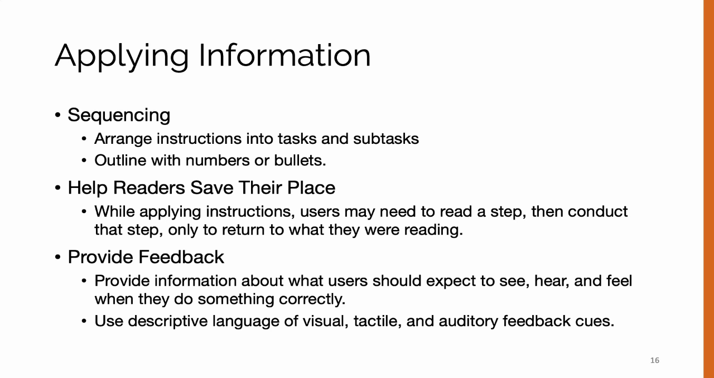And then finally, to provide feedback. That is, provide information about what users should expect to see, hear, and feel when they do something correctly. If something's supposed to click into place when they do something correctly, make sure you tell them that in the instructions. And use descriptive language as visual, tactile, and auditory feedback cues. So for example, with that click, you might put in an illustration, a little tag that says click. So people know that they're expected to hear a click when they place something in the right spot.